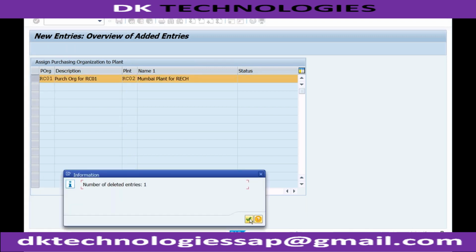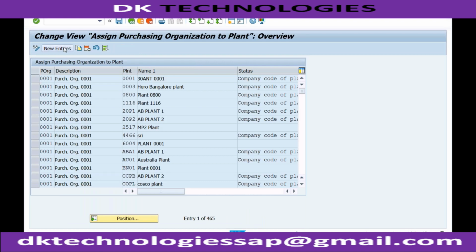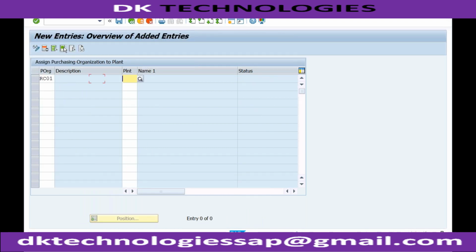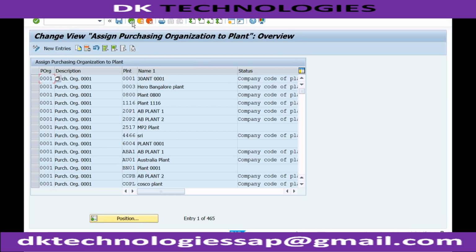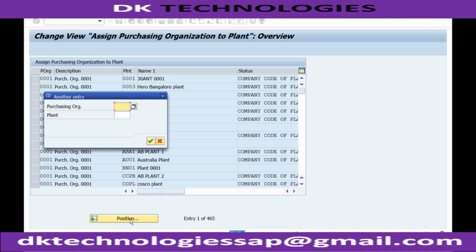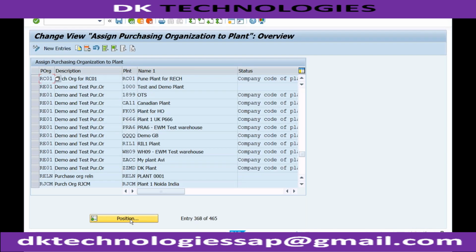We have seen four scenarios. In each of the scenarios, we have to maintain it for each level, for plant level. 100%. Yes. Okay, got it. I think it is already assigned. So ultimately what we have done is we have assigned RC01 to RC01. Yes, RC01 is assigned to RC01.